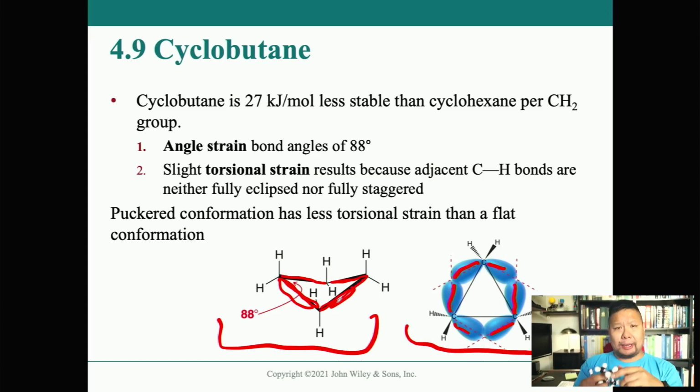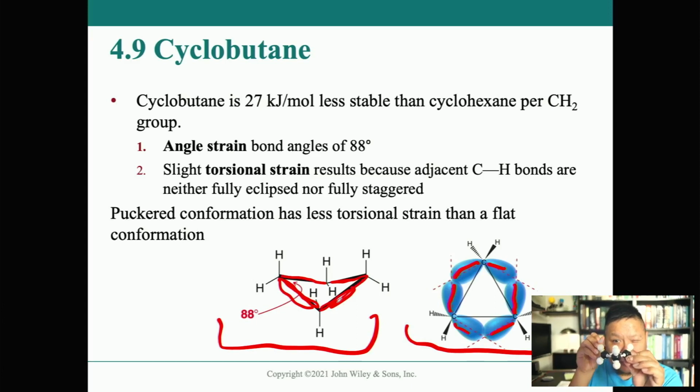There is slight torsional strain, like I said, because the adjacent CH bonds are never fully eclipsed nor fully staggered. And the puckered formation has less torsional strain than a flat conformation, which is what I was talking about here. It's actually kind of bent right here. See, it's not completely flat.